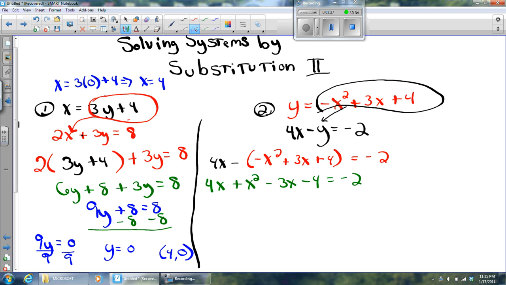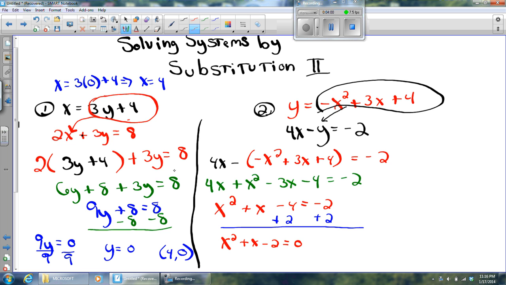I'm going to write this in descending order, so my x squared is going to come first. I'm going to have a 4x minus the 3x, well that's a plus x. I have a negative 4 equals negative 2. Now it's a quadratic, so I want it to equal 0. So I'm going to add 2 to each side. I almost said add 0. That wouldn't do much, would it? So I'm going to add 2 to each side. And my transformed equation will be x squared plus x minus 2 equals 0.